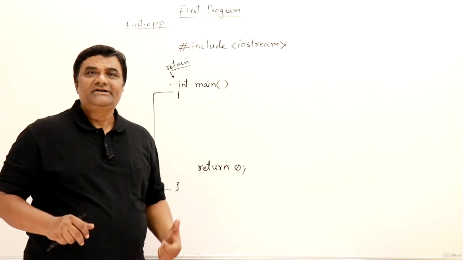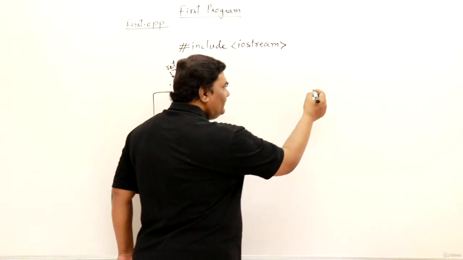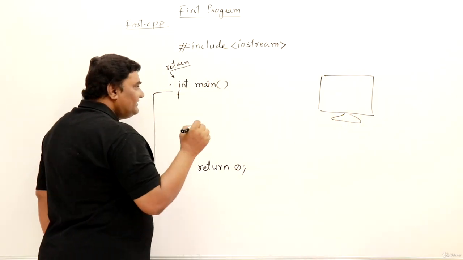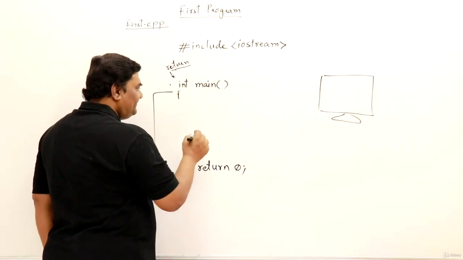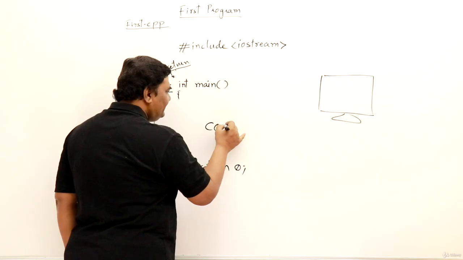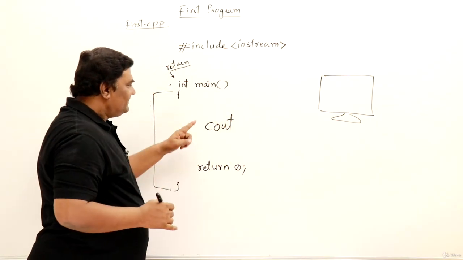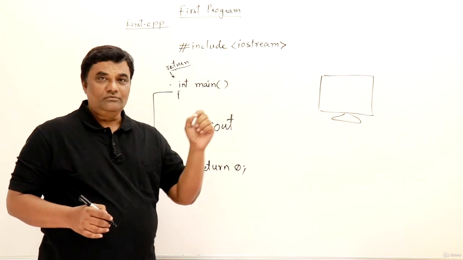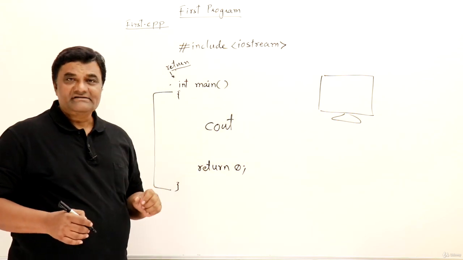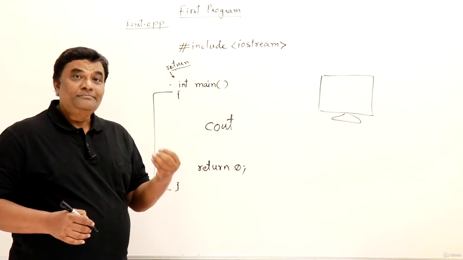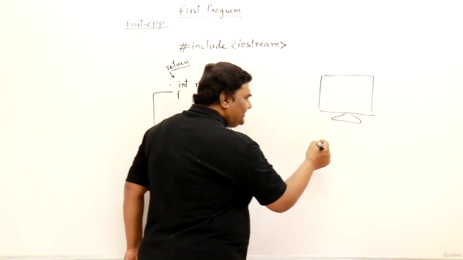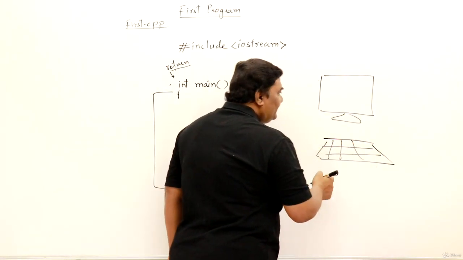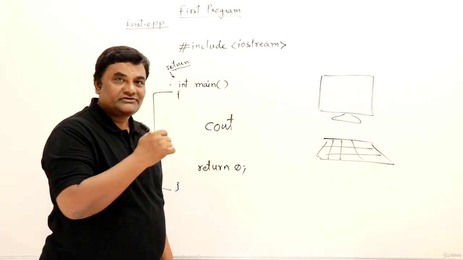So how do we print something on the screen? For printing anything on the monitor, that is on the screen, from your C++ program, there is a built-in object available in C++, that is cout. C means console, out, that is console out. So the monitor is treated as a console, that is the output console. Then there is the keyboard, which is useful for taking input, right? So this is the input console.